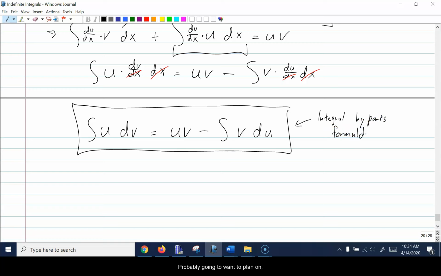You're probably going to want to plan on having this memorized. And you're probably going to write it down every time you're doing an integral by parts, because at least if you wrote this down, that's something I can give you points for. I guess on a take-home exam, I'm probably not giving that many points for being able to write down the relevant formula. Anyway, let's try this out.